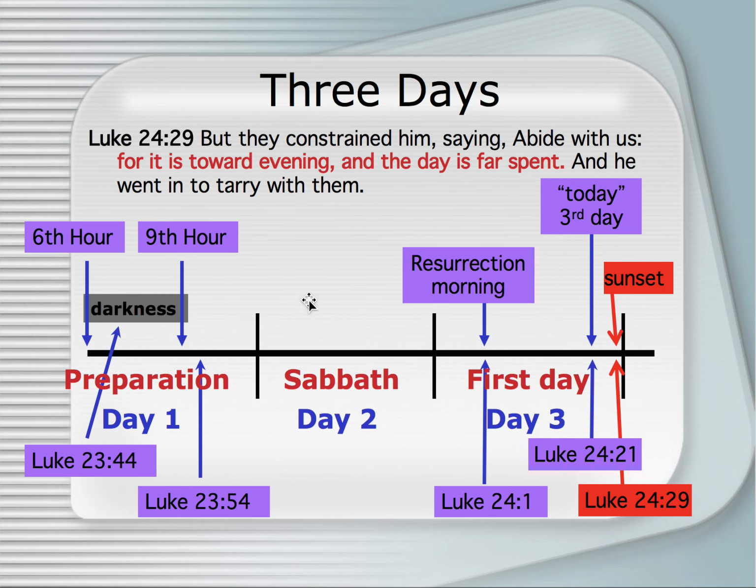And in verse 29, Luke 24:29, they constrain him, saying, "Abide with us." This is the disciples. They came into the house and they've been walking with this stranger. For some reason, they didn't recognize that it was Christ. It's toward evening, the day's far spent, and he went in. Christ tarried with them. And when they saw him break bread, they recognized that it was indeed Christ. So the 3 days, even Sunday evening near sunset, is still the third day. The day's far spent. The whole day started sunset Saturday, finished sunset Sunday.